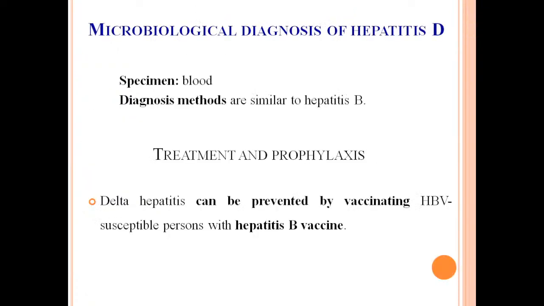Microbiological diagnosis of hepatitis D. Firstly, for diagnosis, we should collect blood. Diagnosis methods are similar to hepatitis B. What about treatment and prophylaxis? We have said that hepatitis D may occur only in patients with hepatitis B, so delta hepatitis can be prevented by vaccination of hepatitis B virus susceptible persons with hepatitis B vaccine. If a person is vaccinated against hepatitis B, this patient can never be infected with hepatitis D.